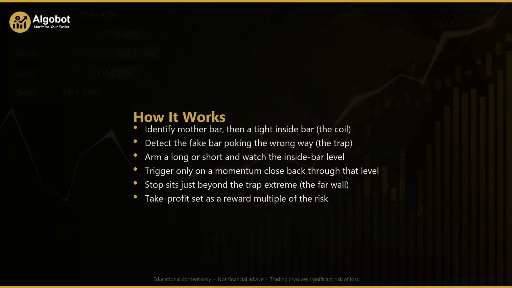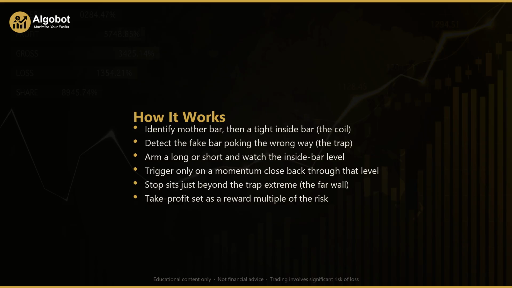Let's break down exactly how the Hikkake Trap Reversal strategy thinks. Everything is read from the three most recently closed candles, which we'll call the mother, the inside, and the fake. First, the strategy looks for the mother bar. This is simply a candle that defines a local box of support and resistance. Next, it needs an inside bar, a candle whose high is below the mother's high and whose low is above the mother's low, so it sits entirely within the mother's range.